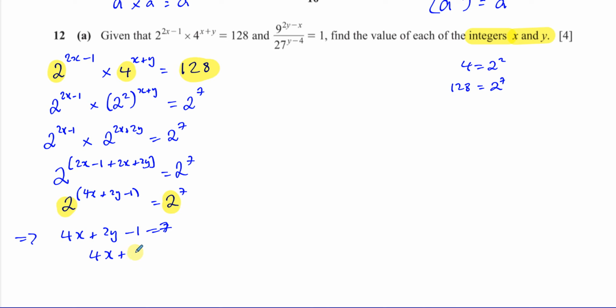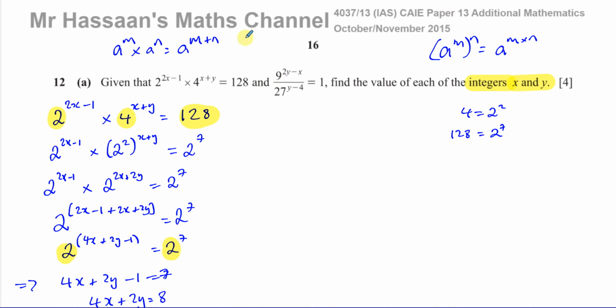Add 1 to both sides: 4x plus 2y equals 7 plus 1, which is 8. To make it even simpler to deal with later on, I can see that there's a common factor of 2 in each of these terms, so I can divide the whole equation by 2. So 2x plus y equals 4. That's one equation that I formed from this part. Now I can do a very similar thing with the second equation. Let me just move this stuff up there so I can have a bit more space.